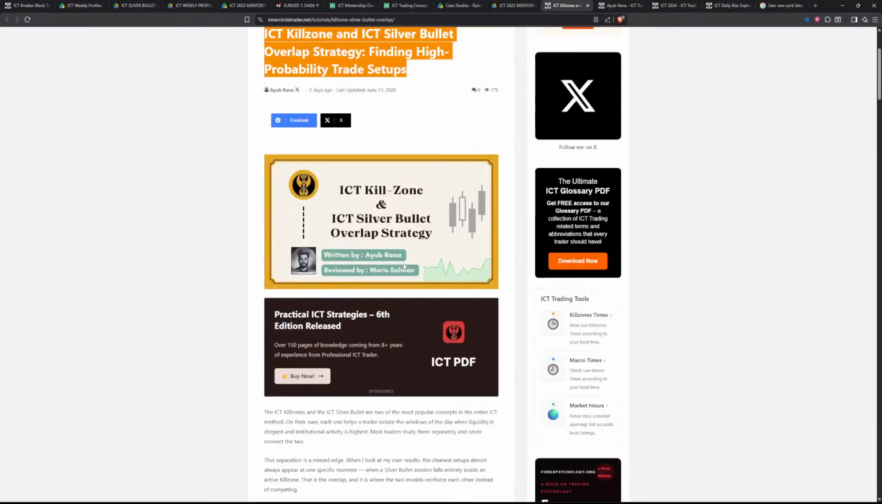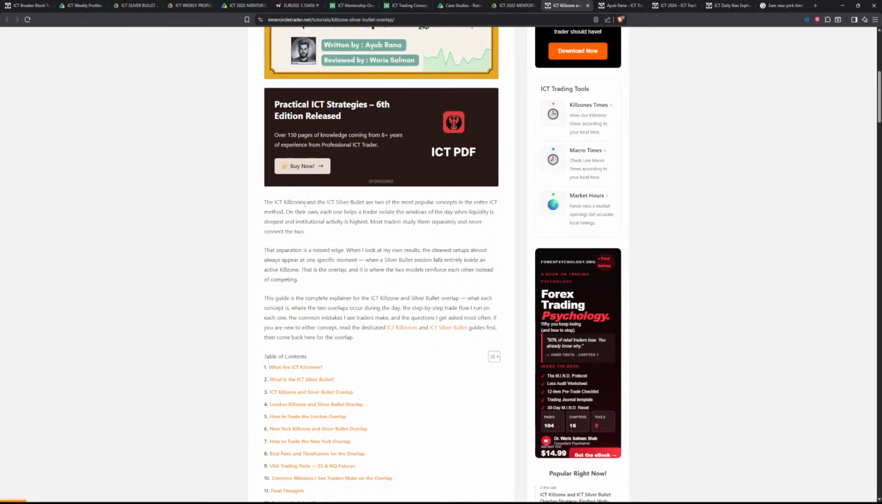We go back to the ICT kill zone and silver bullet. So the ICT kill zones and the ICT silver bullet are two of the most popular concepts in the entire ICT method. On their own, each one helps the trader isolate the windows of the day when liquidity is deepest and institutional activity is the highest. Most traders study them separately and never connect the two.